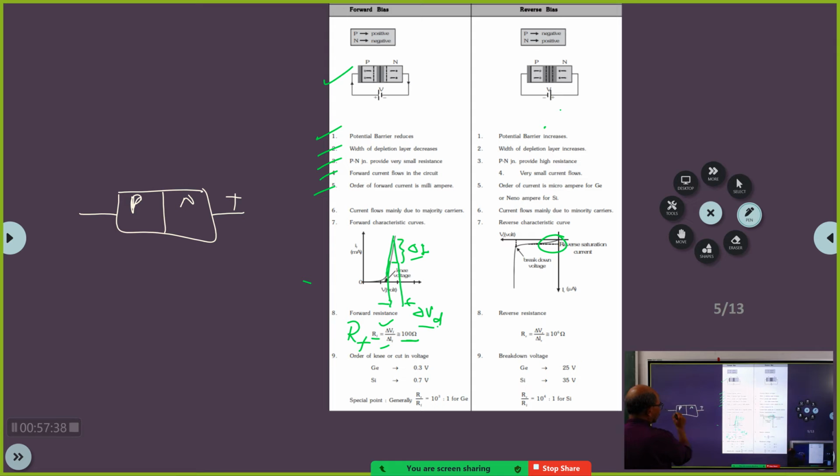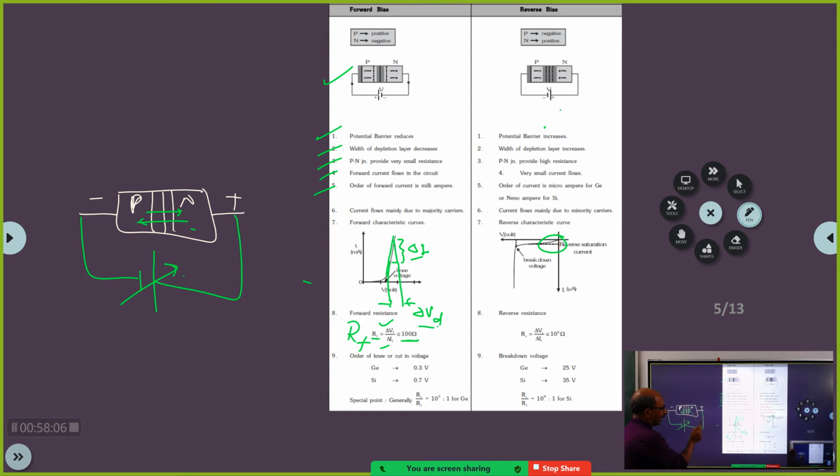Now this side is more positive than this side. So the minority charges are crossing, correct? Yes, sir, minority charges are crossing. So as you increase this voltage, you are pushing the minority charges.